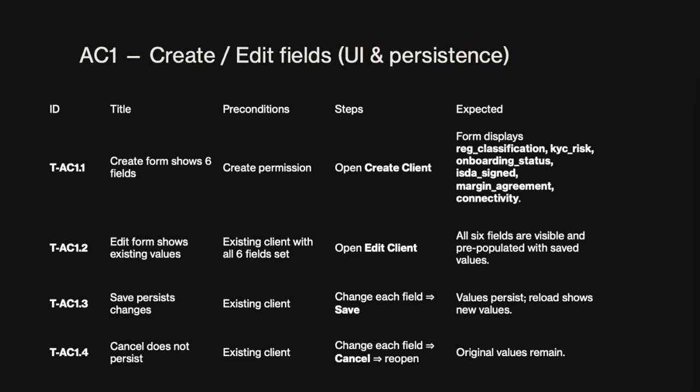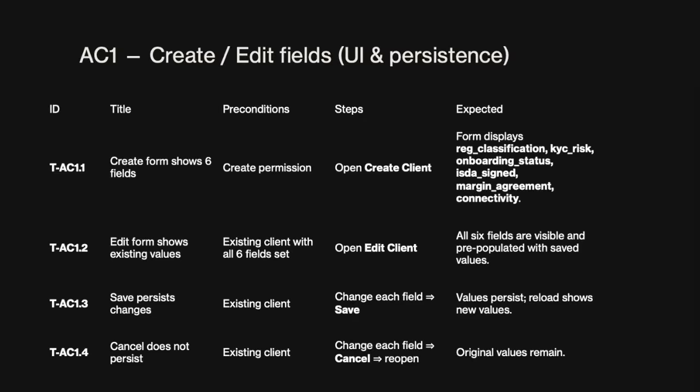Test AC 1.2. Edit form shows existing values. Opening edit client must pre-populate the same 6 fields with the saved values. This validates the round trip from storage to UI. Still AC1, now on the edit path, and it surfaces migration and serialization mistakes.